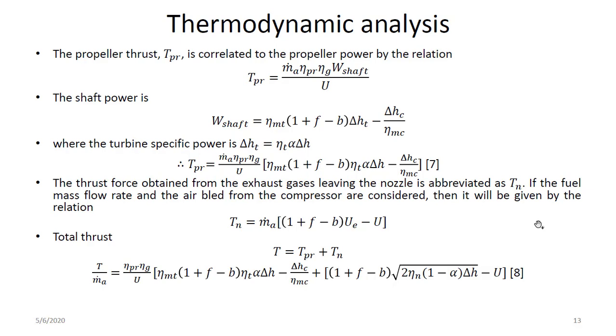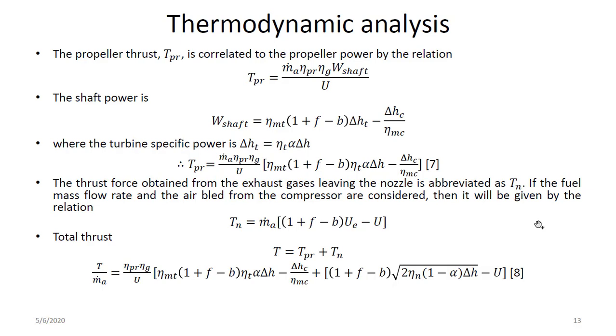Now, if you substitute the shaft power into the above formula for the propeller thrust, then you get equation 7. So equation 7 is merely a substitution where you substitute the shaft power into the propeller thrust formula. So this is the thrust generated by the propeller, which is about 85% of the total thrust that a turboprop will produce. And now the nozzle thrust, so T with a subscript N is the nozzle thrust.